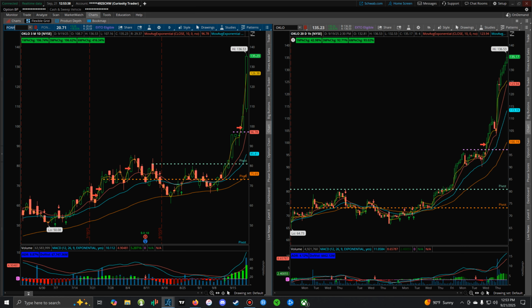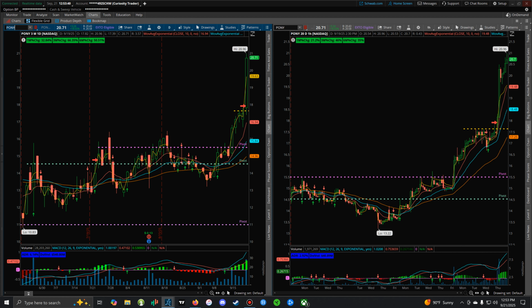But one I am long over the weekend. First off, I'm long PONY from Friday. I got in Friday, kind of chased it up. I got long in this dip right here at $20. I waited for a dip, somewhat chasing. The pattern's there. I mean, it's a range break. So we'll see what happens on that one.